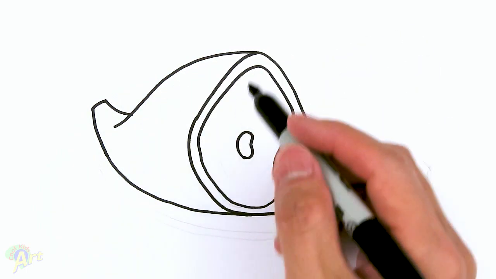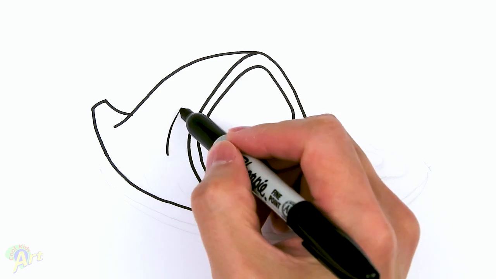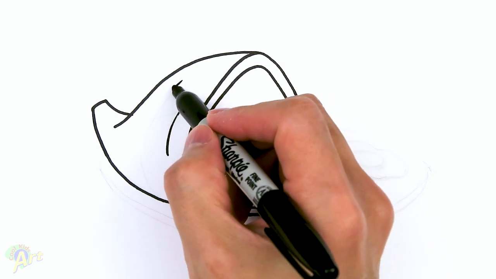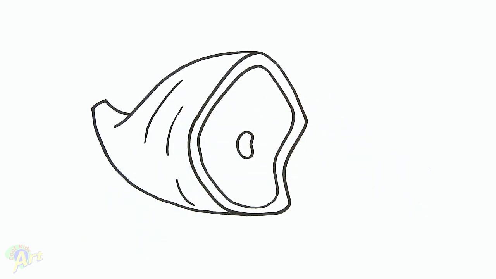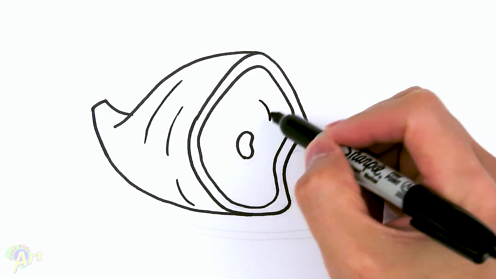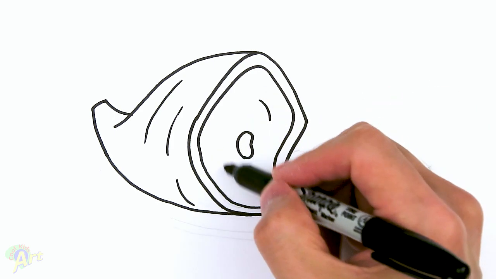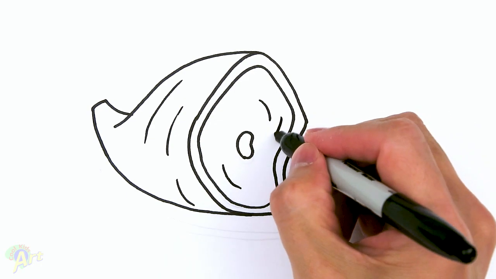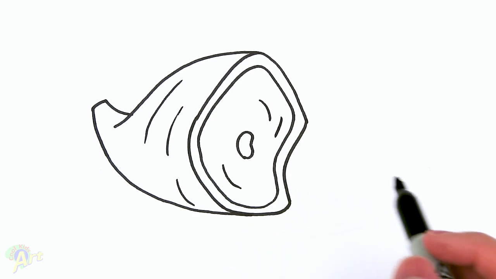Okay, and then for some details right here, I'm just gonna add in just some lines following these curves here. This gives us some more texture. All right, and then on the inside here, same thing. Just kind of follow those curves, going around, kind of like around the bean shape. Okay, so that's pretty much it for the ham, and now let's draw in the eggs.